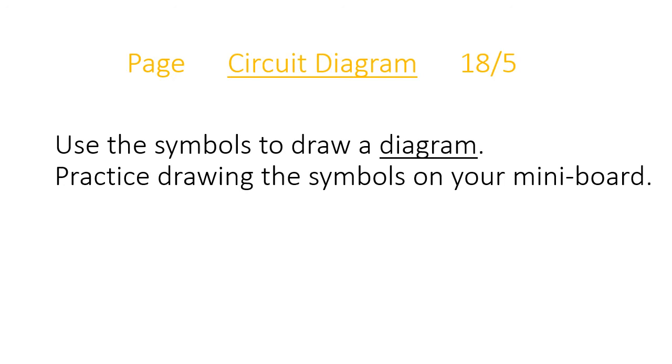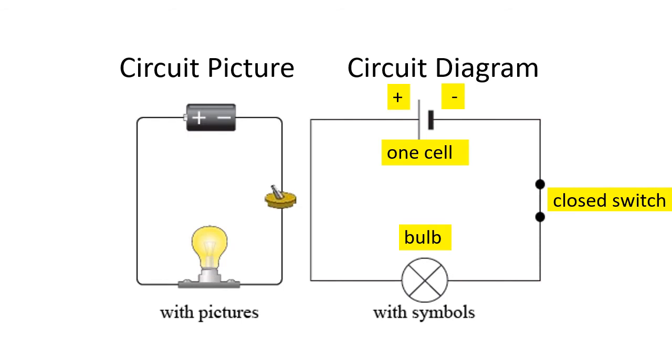So next we drew, using the symbols that we learned, we drew a diagram of the circuit with 2 wires, 2 cells, and 1 light bulb. Okay, so this slide here shows us the difference between a circuit picture and a circuit diagram. So the diagram has the symbols, the circuit picture, the parts in the circuit picture look more like the actual parts for a real circuit.